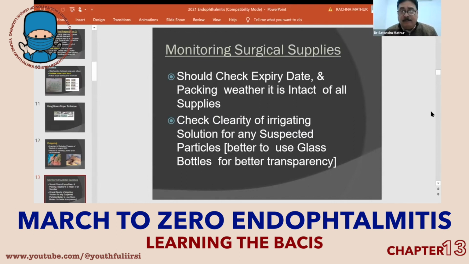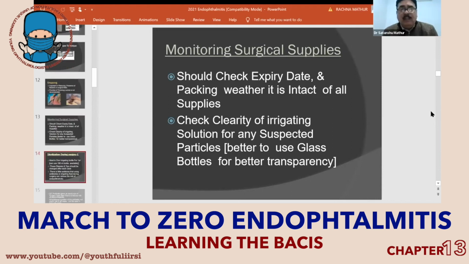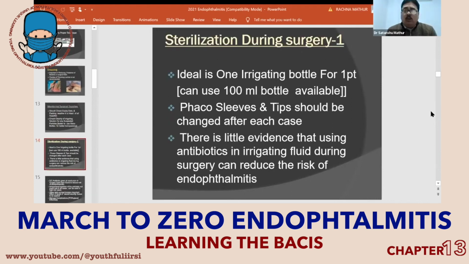Check the clarity of the irrigating solution for any suspected particles. We have seen in all the camps and all the OPDs everywhere that the clarity of the solution is defective, whether it is the irrigating solution, Ringer lactate or BSS, or methyl cellulose. We should always check the clarity before using it, because the most culprit lies in this area. Ideal is one irrigating set for one patient. There is a lot of discussion in India, but we request them to make it available so that we can use one irrigating set for one patient.